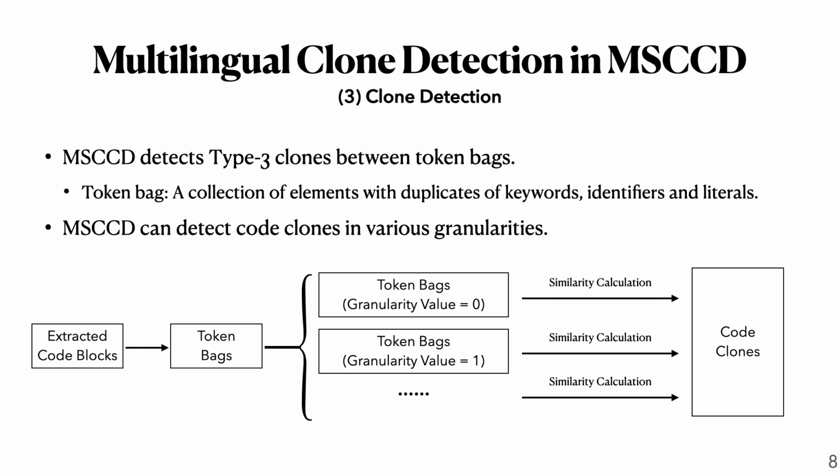MSCCD converts the extracted code blocks into token bags, which are collections of elements with duplicates of keywords, identifiers, and literals. And then MSCCD groups these token bags by their granularity values. In other words, MSCCD only detects code clones between token bags whose granularity value is the same. We believe that the granularity value is also a part of the code block semantics, though the cloned code has a high probability of having the same granularity value as the original code.